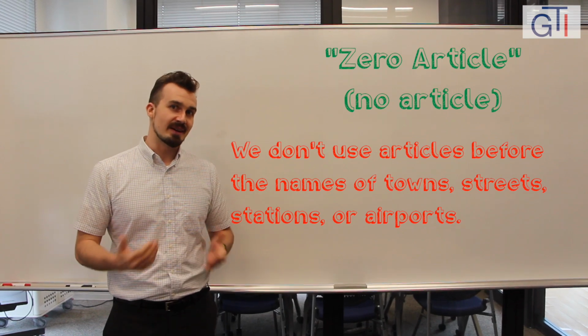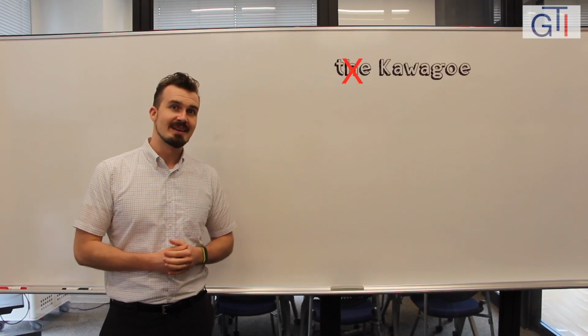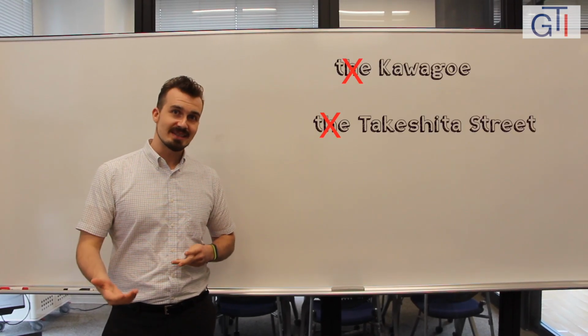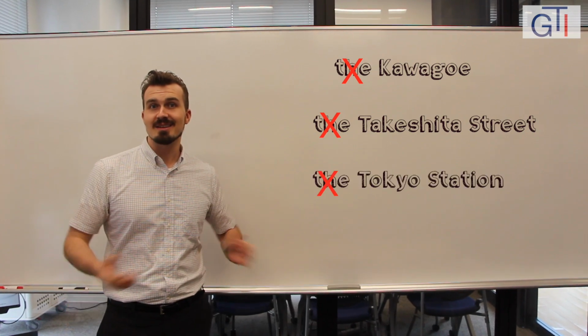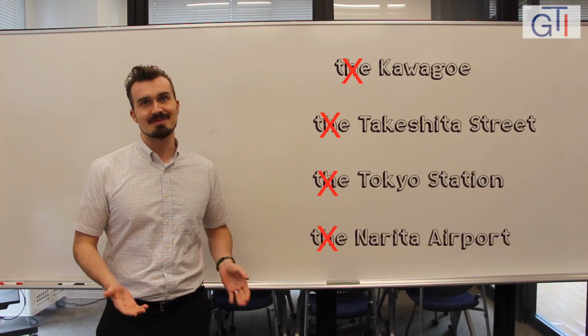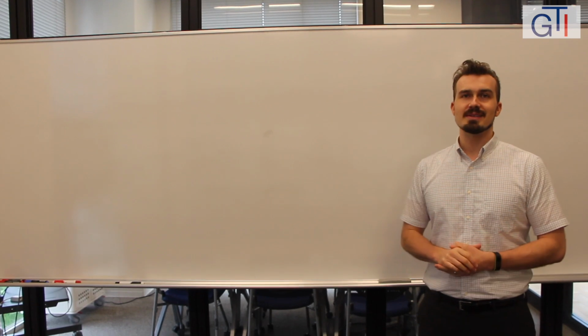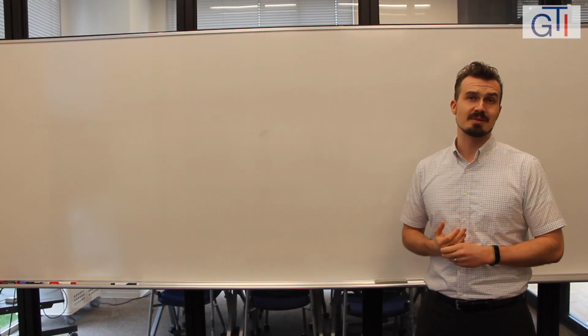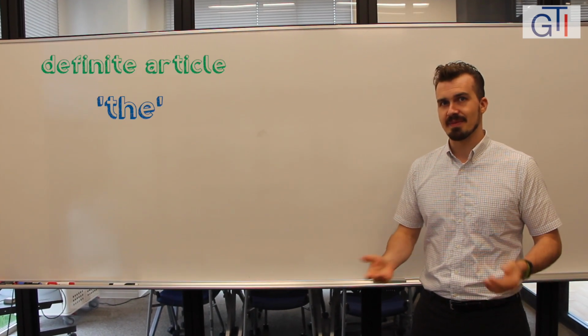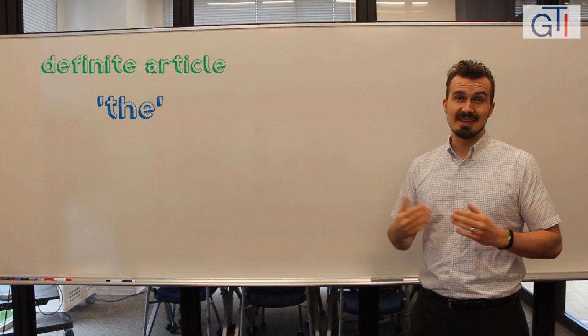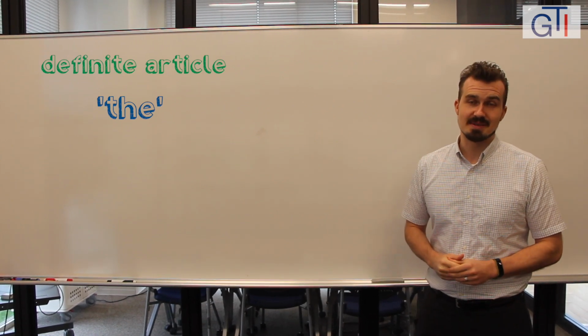You wouldn't add "the" before Kawagoe, Takeshita Street, Tokyo Station, or Narita Airport. Okay, now let's go over some of the times that we use the definite article, "the." Alright, so with countries, there are some exceptions.